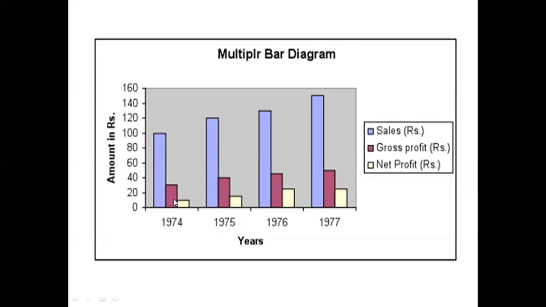Whatever color we have used here, the same color should be shown here also. That should be remembered. We used blue for sales, so here also blue, here also blue. Then gross profit is maroon, here also maroon. We have to use the same colors for all the years, because this is sales data, and here also sales data, for different years for the same characteristic we are showing. That is why we have to use the same color for all the years for the same characteristic.